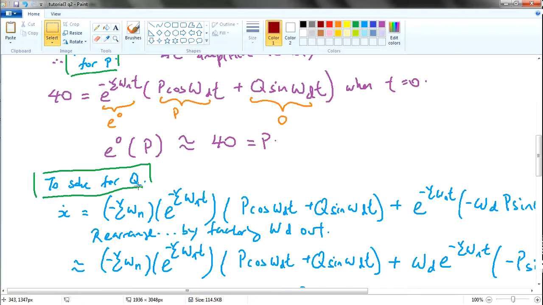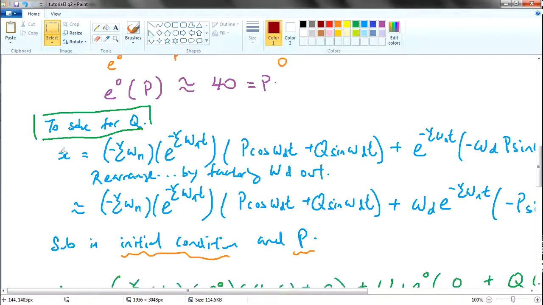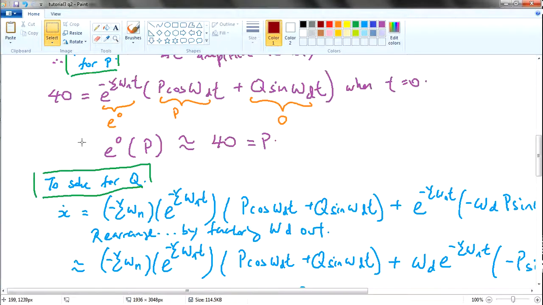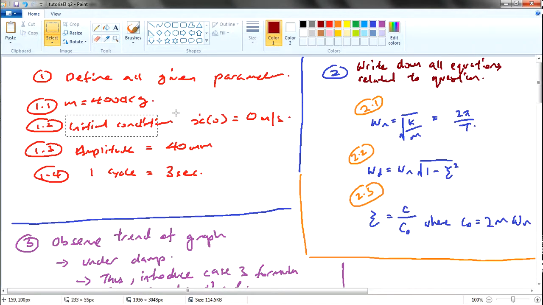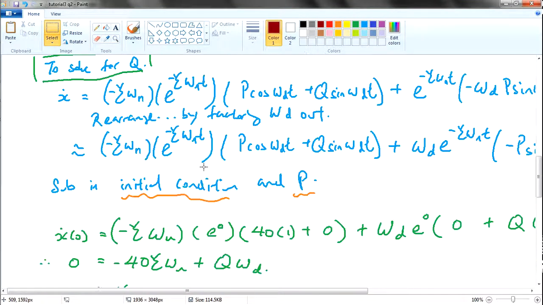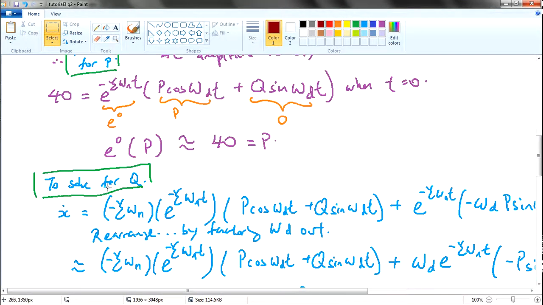For Q, we need to differentiate, because you need two equations to solve for two unknowns, three equations to solve for three unknowns and such. So we have this x dot. This x dot is the velocity, and you know from our initial condition that our velocity at time 0 is equal to 0 meter per second. And therefore you can also do it.